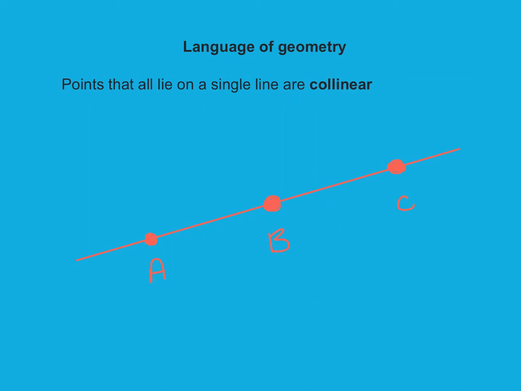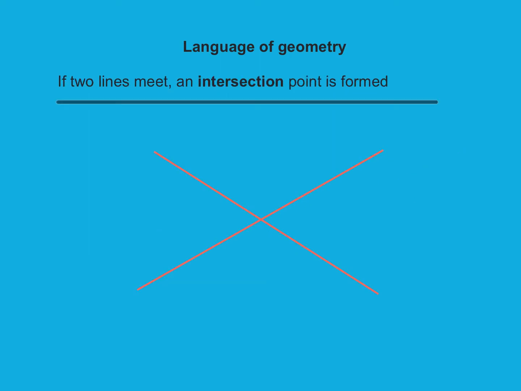This next one is points that all lie on a single line are collinear. Here's my single line. I've got points A, B, and C. They're all on that single line. Therefore, points A, B, and C are collinear. If two lines meet, an intersection point is formed. Here is the first line, here is the second line, and this point over here, where the two intersect each other, is called an intersection point.